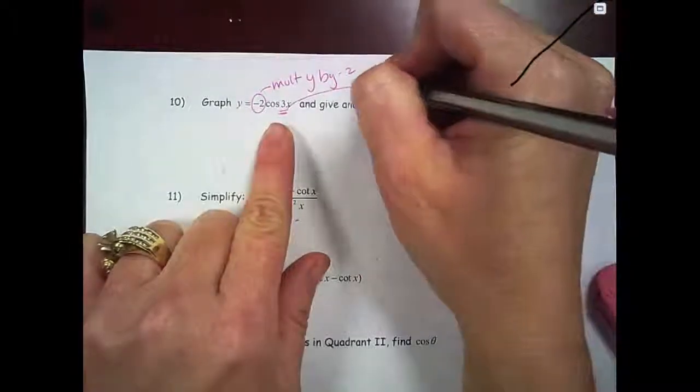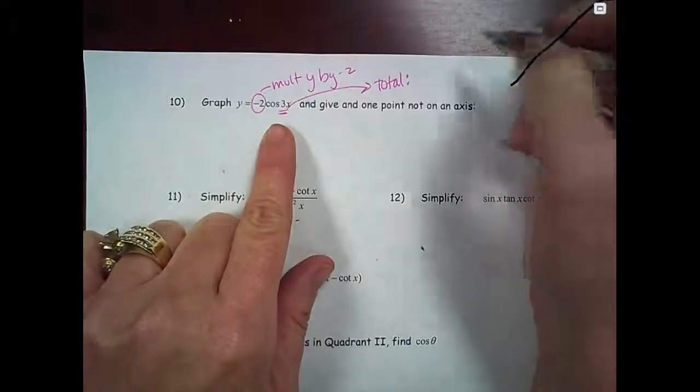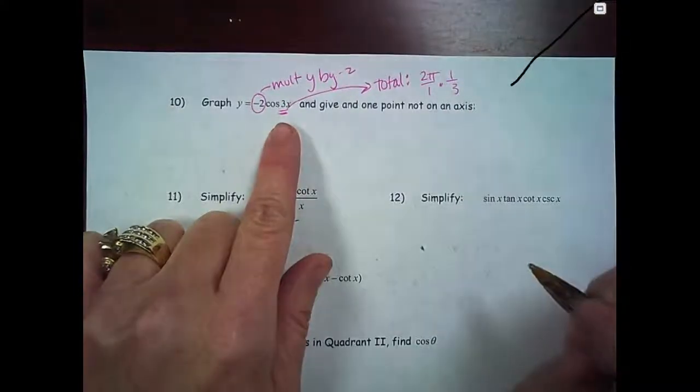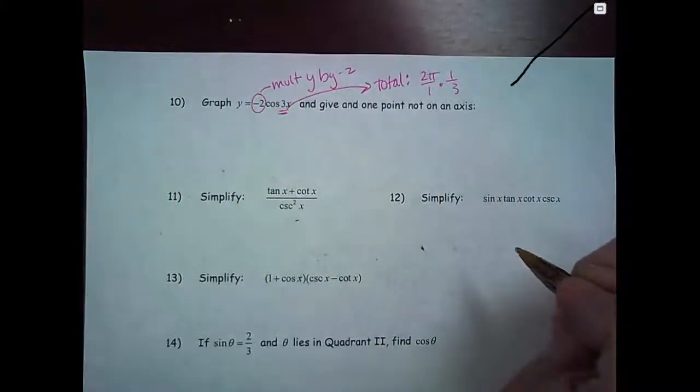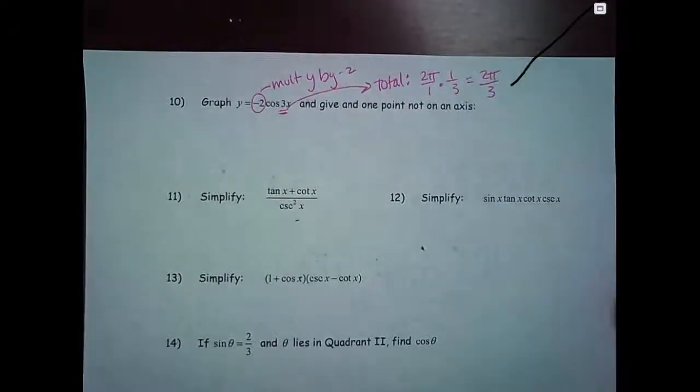To find my total, normally it is 2 pi, correct? So I'm going to take 2 pi over 1 and multiply it by 1/3. Why 1/3? Because what do we do to it? We flip it. So now my new total is 2 pi over 3. That's not very big, is it? In other words, my entire graph is going to be from 0 to 2 pi over 3. But what that does is that gives me a total. But we have 4 hash marks, don't we? So how are we going to find the rest of the hash marks? What do we multiply it by? Do you remember? By 1/4.